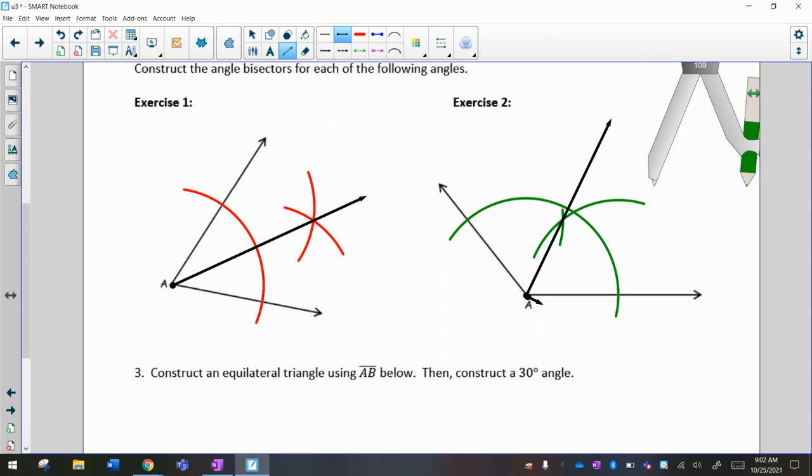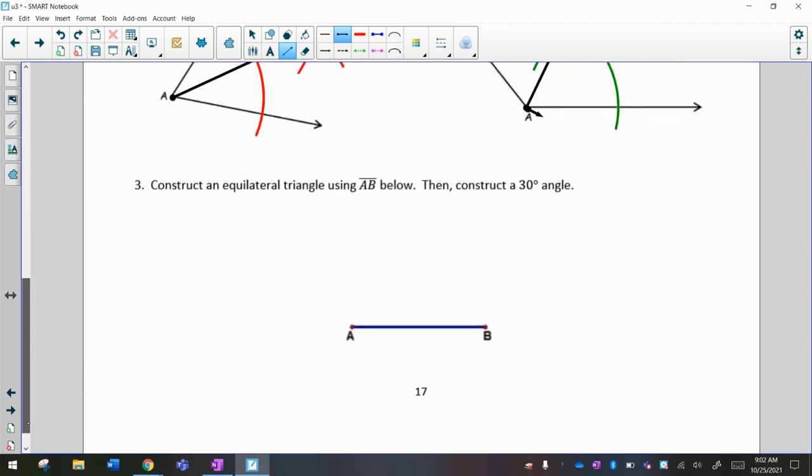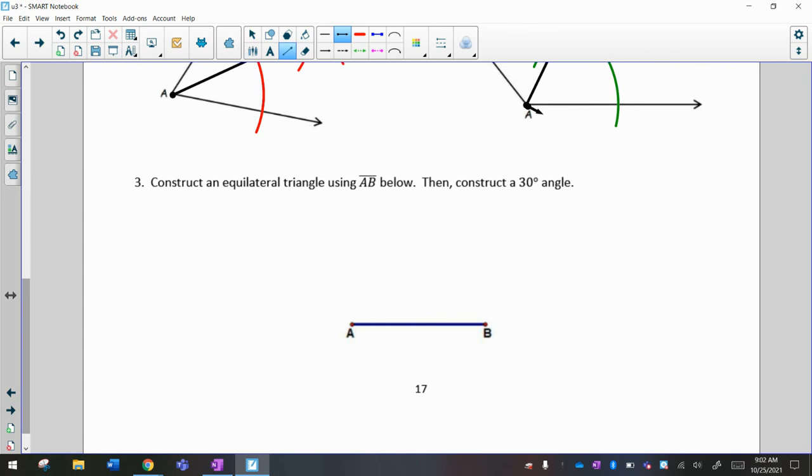Now, there's a bunch of stuff we can do with angle bisectors, and that's what we're going to do next. This one says, construct an equilateral triangle, then construct a 30-degree angle. Why would I have you do both of those? Let's think it through. An equilateral triangle is a triangle with all equal sides and all equal angles. If I have three equal angles that all add up to 180, an equilateral triangle would have all 60-degree angles. And if I want to take a 60-degree angle and make a 30-degree angle, 30 is half of 60. So we're going to make an equilateral triangle and then cut one of the angles in half. Perfect, we can do that.